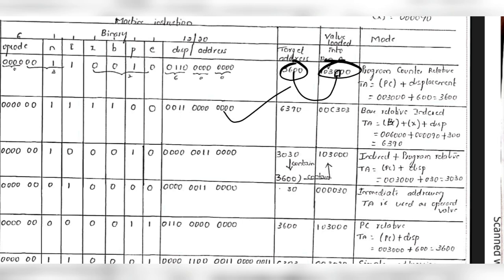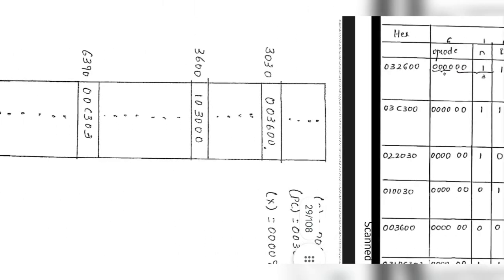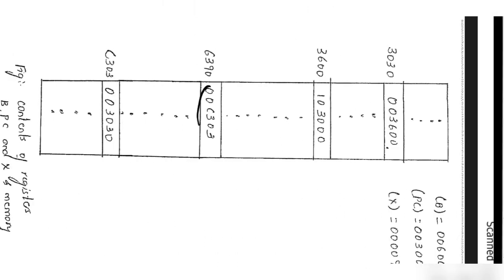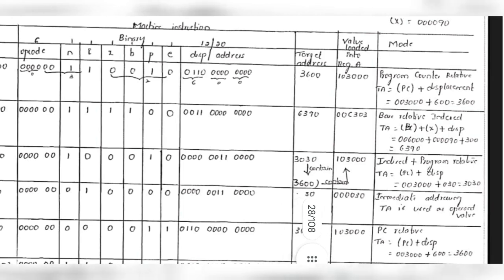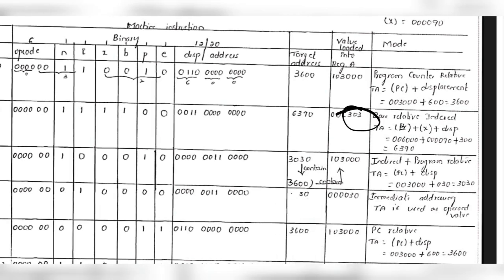This is also the next one. This is also the base relative. So whatever is stored here will be copied to here. So for 6390, what is stored is 0030C303, that will be stored here. But this one is indirect addressing.